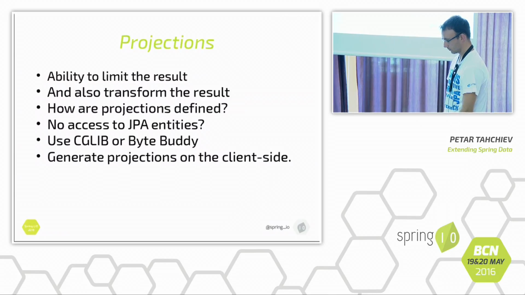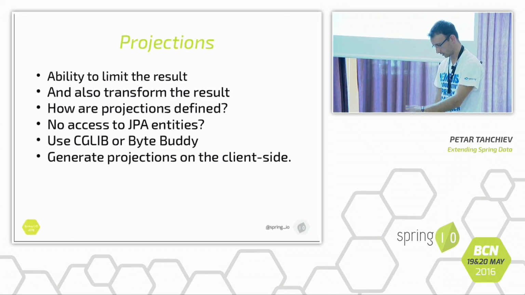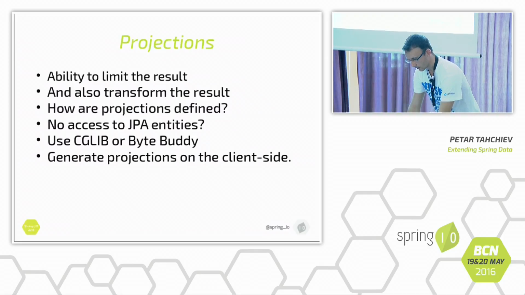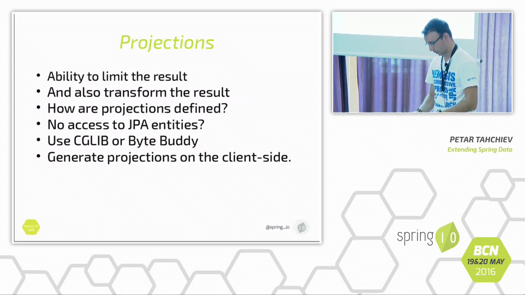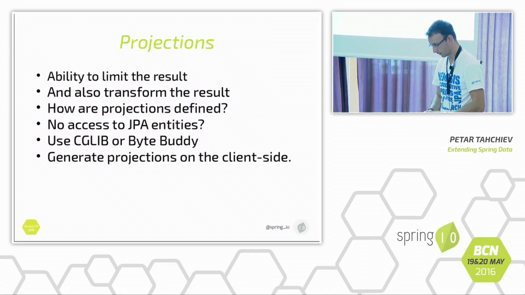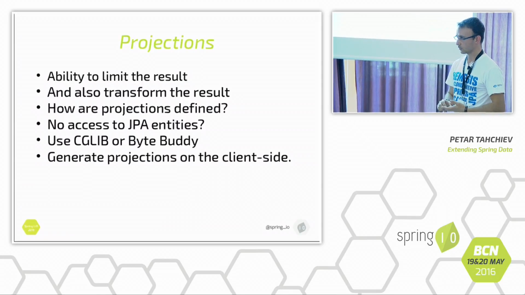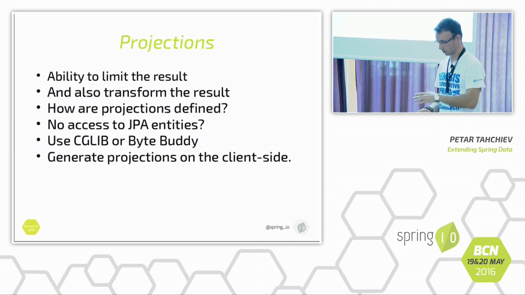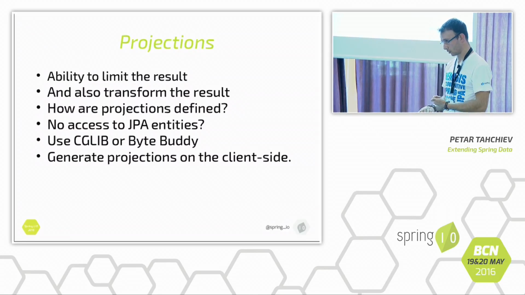Projections. Oliver Gierke, in the session before me, explained very briefly what projections are. And for those of you who don't know, I'm going to spend a few minutes. Projections, in Spring Data, allow the JSON that is returned to be shrunk, not just limited in size by omitting some of the attributes, but also transformed.